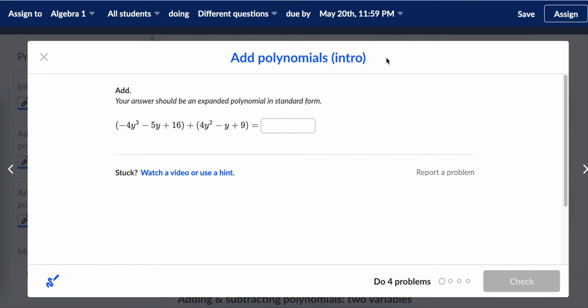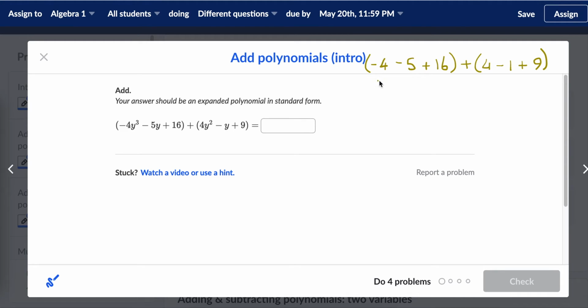Imagine that you had, say, negative 4 minus 5 plus 16, plus 4 minus 1 plus 9. I'm going to leave out the variables essentially. So we're just looking at this without the variables for a second. Imagine you had this. They're all the same kind of number. They're all constants. Do we need these parentheses? And the answer is no, we don't.